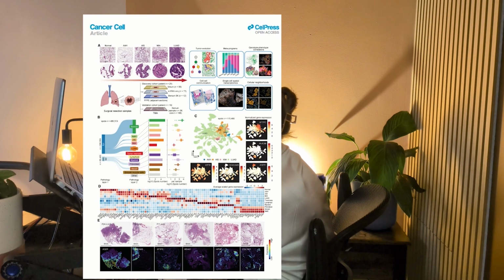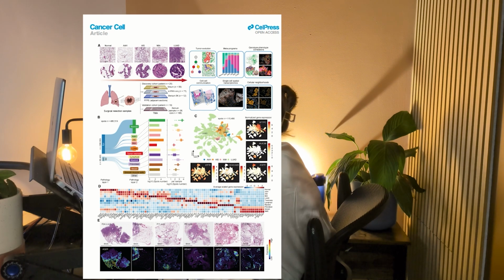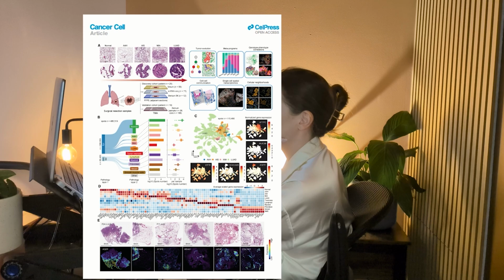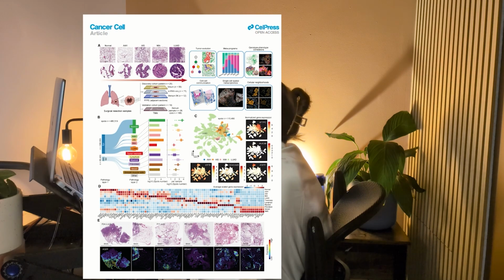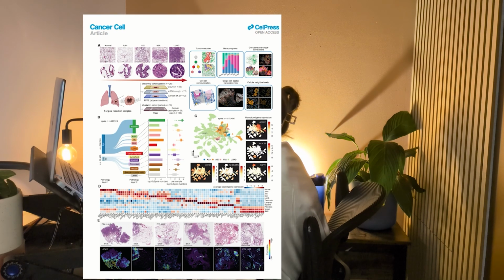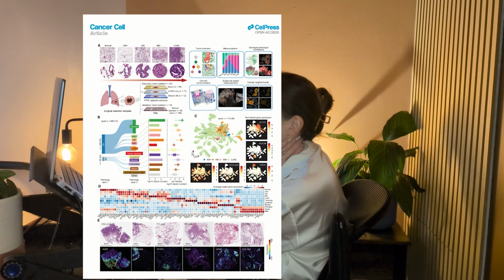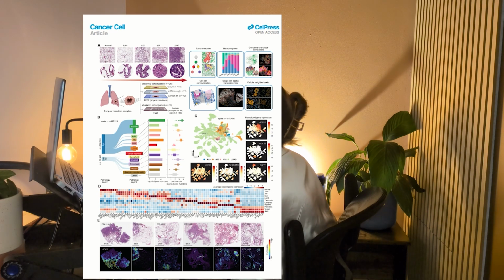So overall, Figure 1 establishes the spatial landscape, which cells live where, how early and invasive lesions differ, and how alveolar programs shift across the pathological spectrum. Now that the spatial map is in place, Figure 2 moves into one of the most technically impressive components of the paper, reconstructing clonal evolution using spatial copy number inference.